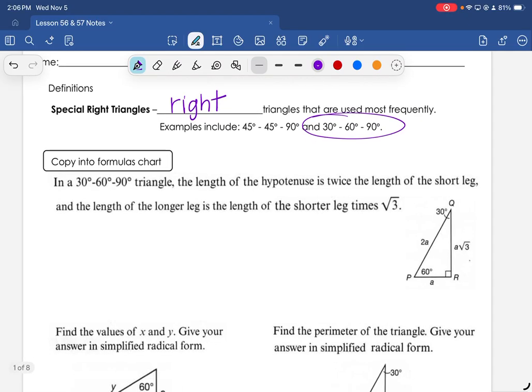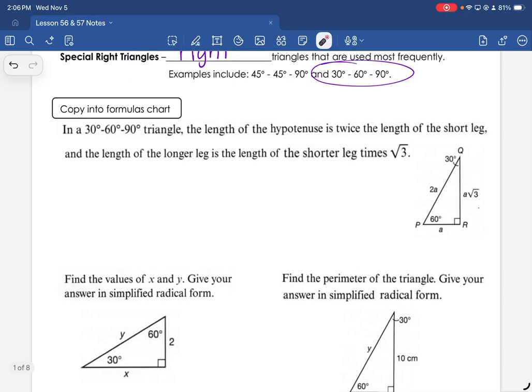You'll copy this into your formulas chart later, saying that in 30-60-90 triangles, the length of the hypotenuse is twice the length of the short leg, and the length of the longer leg is the length of the shorter leg times root 3. So look over here in this diagram. This is the formula, if you will.